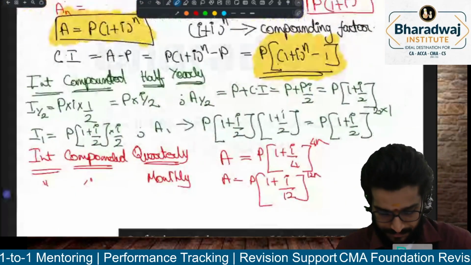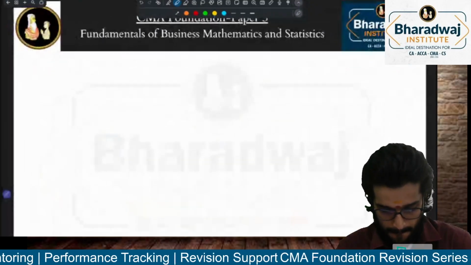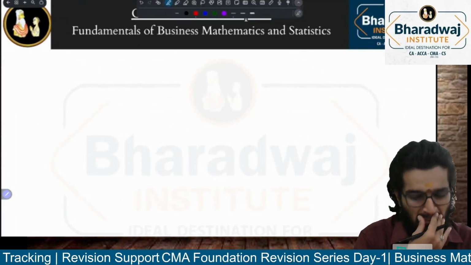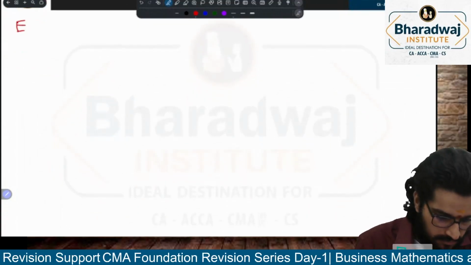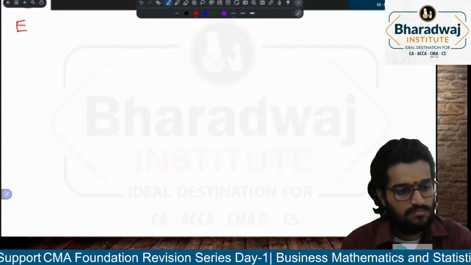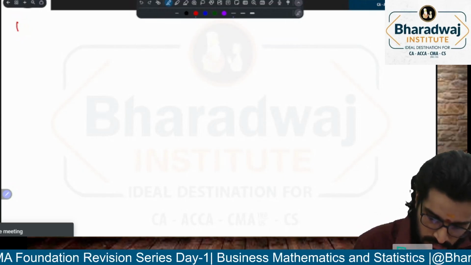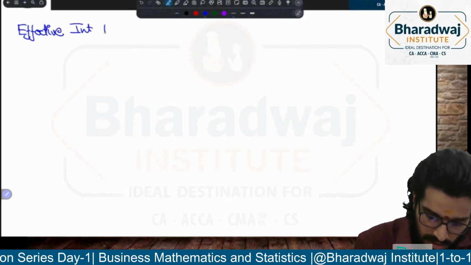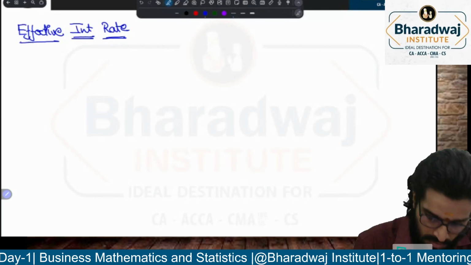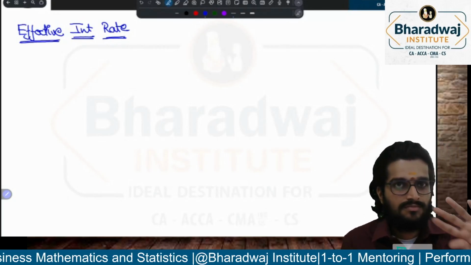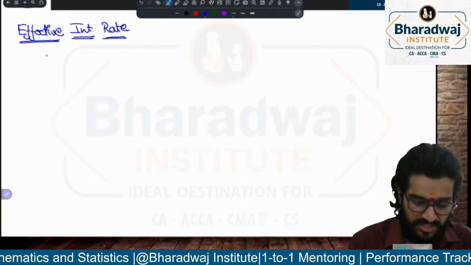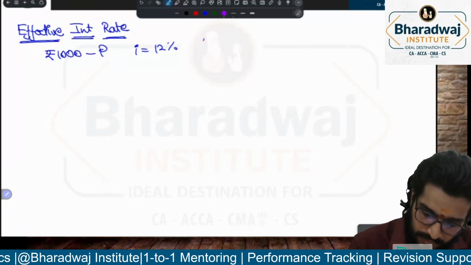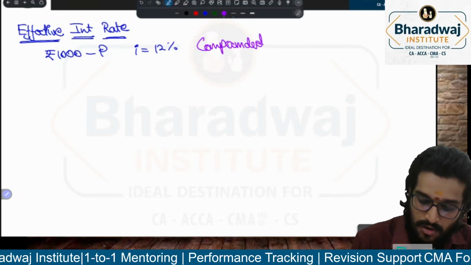Now, one small concept. With that, we will be completing compound interest and proceeding towards present value of money. Effective interest rate. What's this effective interest rate? Say there is a portfolio which contains 1000 rupees as principal, and the interest rate being 12%, compounded semi-annually.